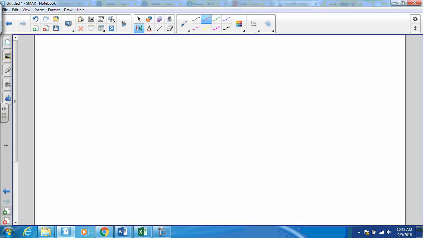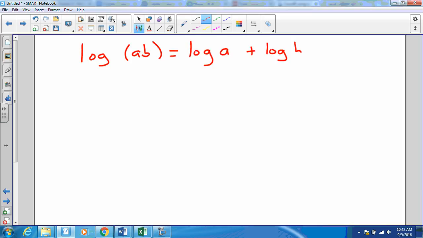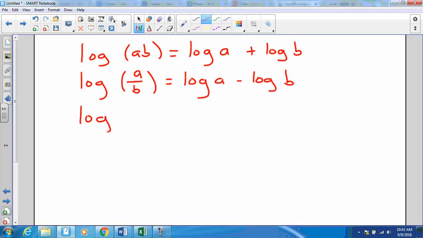And then, because exponentials have 3 properties, so also logs have 3 properties. And so everybody needs to know the 3 log properties. The log of a product is the sum of logs. The log of a quotient is the difference of logs. And the log of a power is power times log.